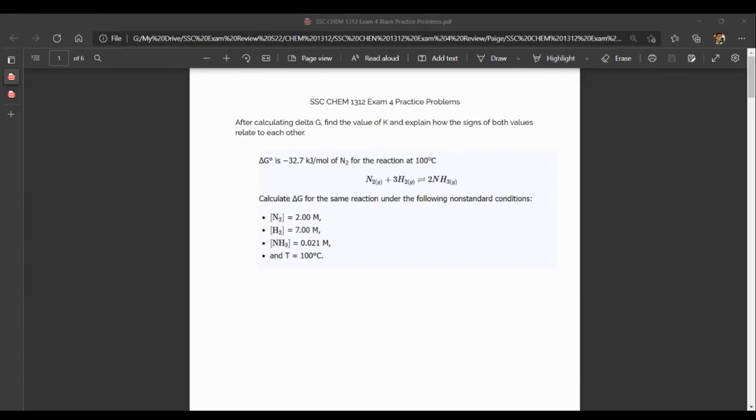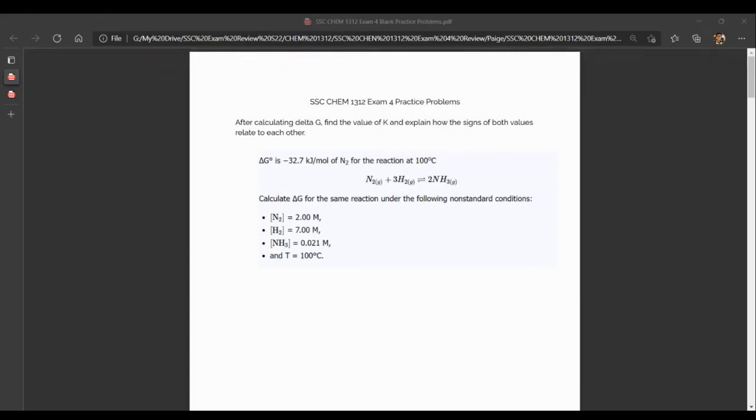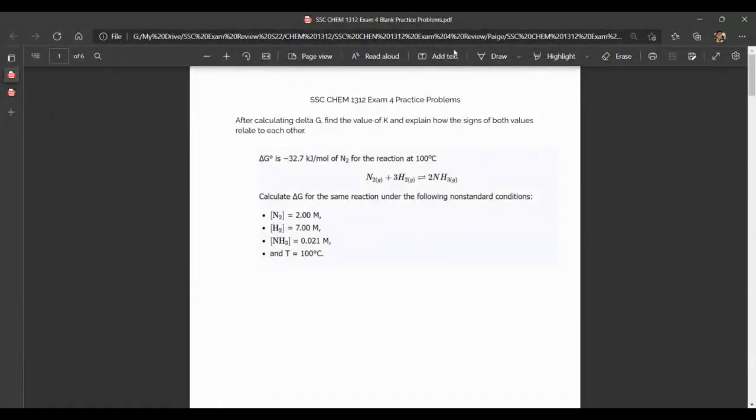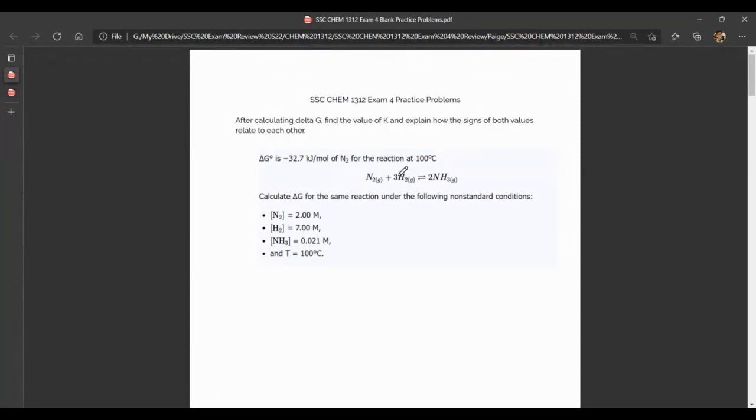Okay, everyone. Welcome back. We're going to go ahead and tackle these practice problems. I'll give you all a little bit of time to take a read of this question, and we can take a look at it together. Okay. So this problem is: after calculating delta G, find the value of K and explain how the signs of both values relate to each other.